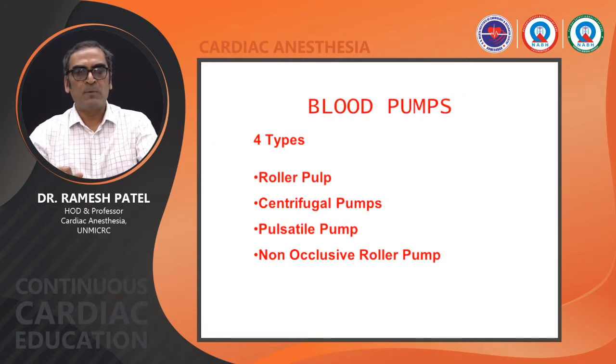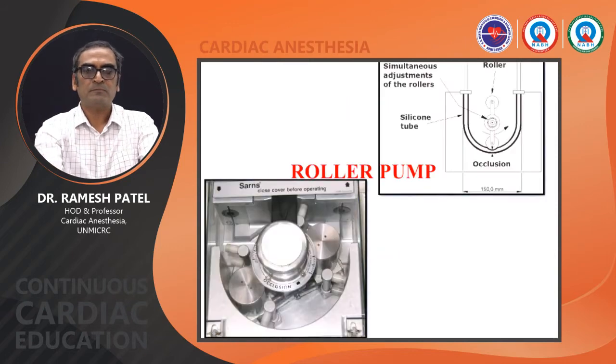There are four types of pumps. The basic function of the pump is to provide forward flow of blood in the body. The four types are roller pump, centrifugal pump, pulsatile pump, and non-occlusive roller pump. But in practice, only two types of pumps are used nowadays: roller pump as well as centrifugal pump.